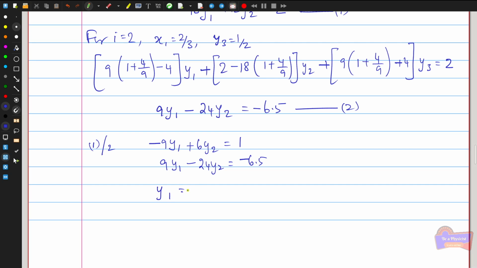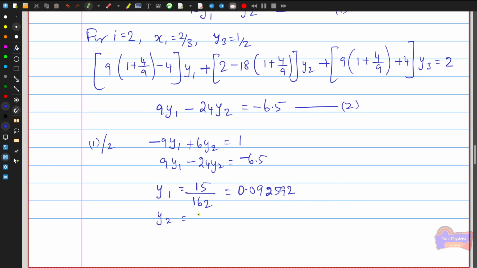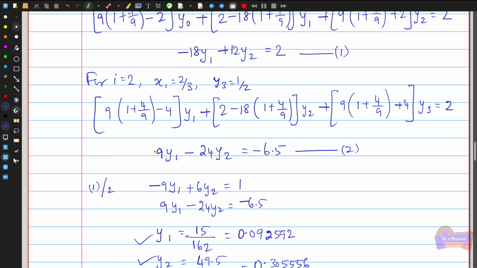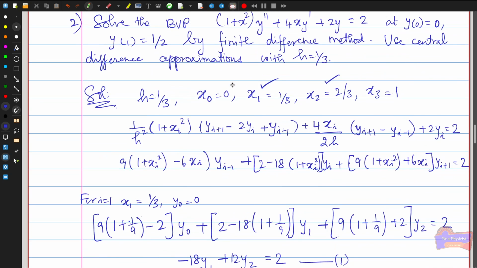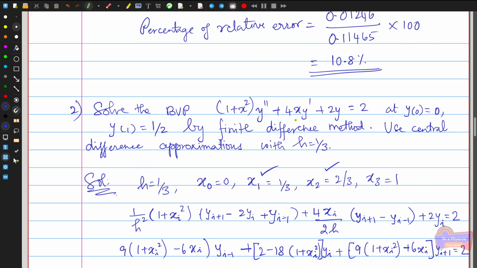The y1 value is equal to 15 divided by 162, which is equal to 0.092592. Similarly, the y2 value is equal to 49.5 divided by 162, which is equal to 0.30556. So these are the two values of y1 as well as y2. Now because we know the values of y0, y1, y2 as well as y3, we have solved this equation using the finite difference method.